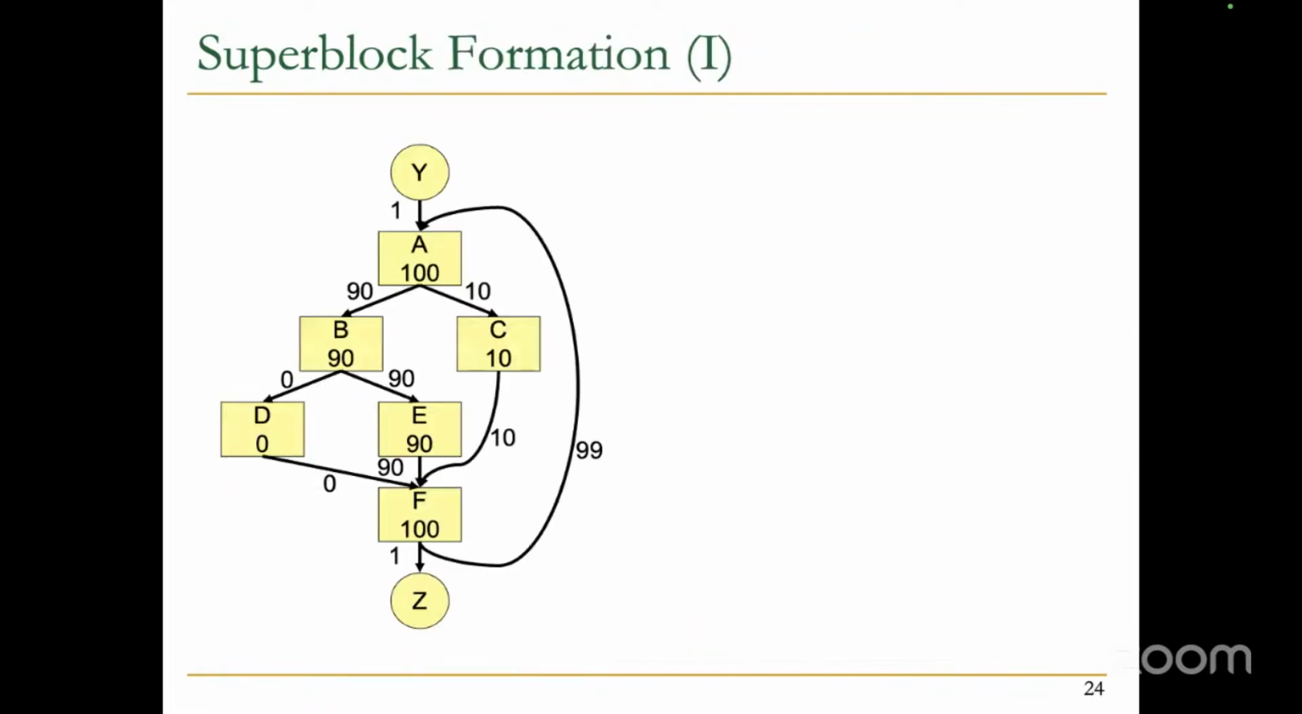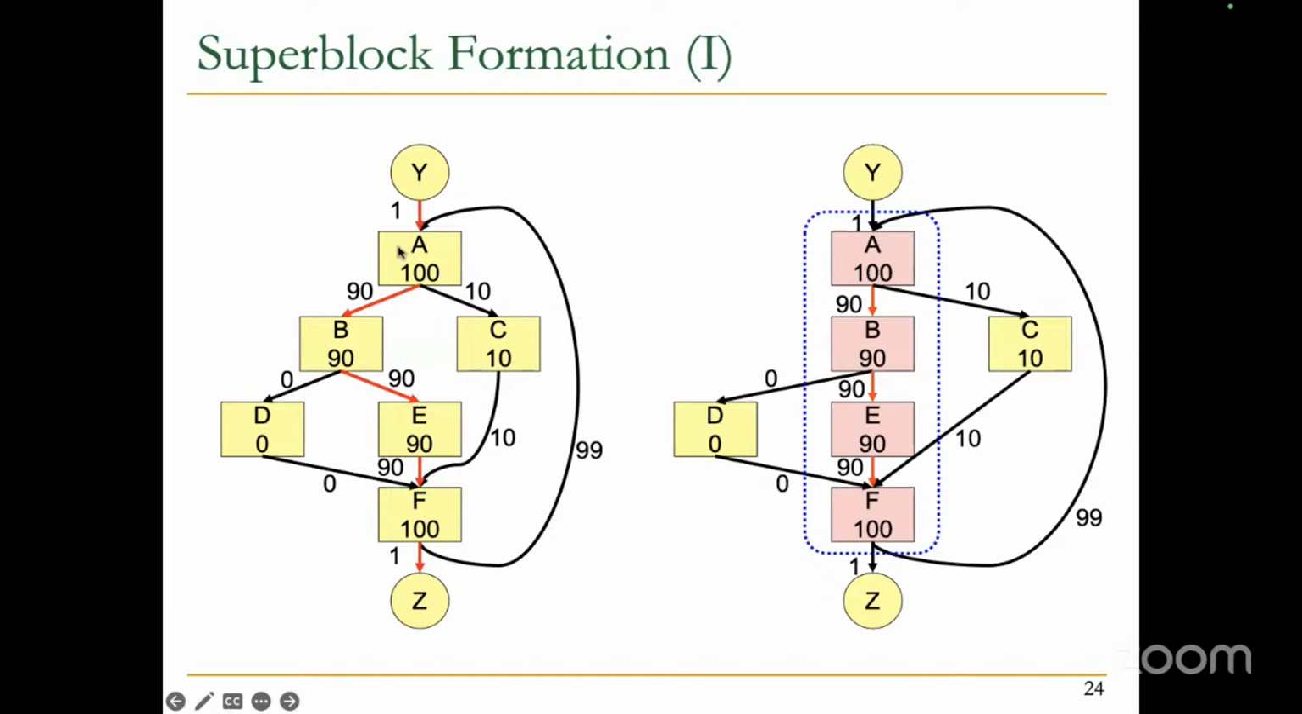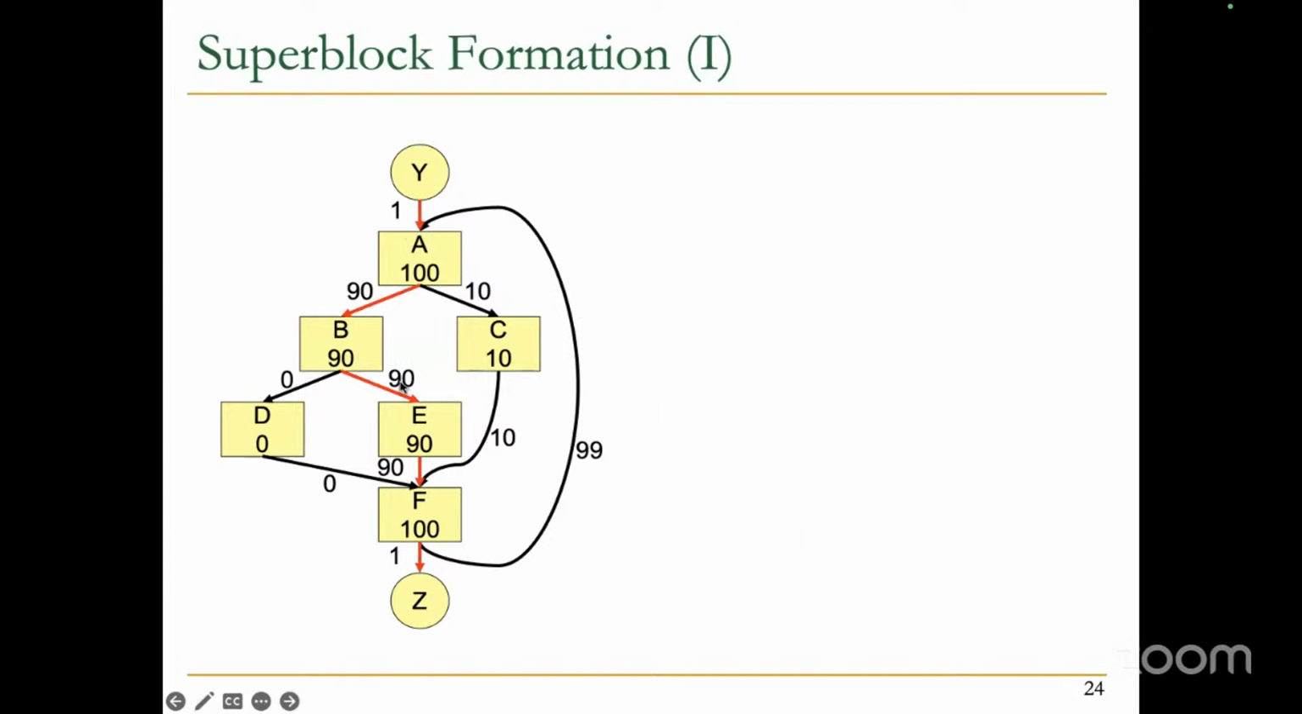Let me give you an example. So this is our messy control flow graph. Each of these ends with a branch, and these are the probabilities of which way the branch goes. So after A, 90% of the time the branch goes to B, 10% of the time you go to C. Okay, so essentially you figure out what is the frequently executed path. And this is the frequently executed path.